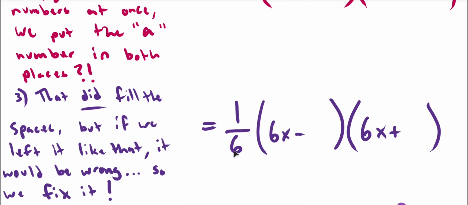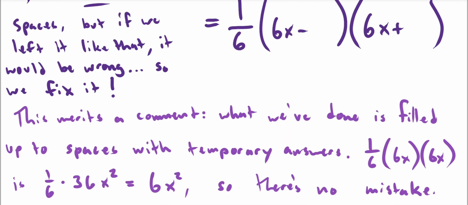So what we're going to do instead is fix it by putting a 1 over 6 out front. And this should all be seeming a little bit zany right now. Why on earth would we do that? This definitely merits some comment. But look what we've done. We now only have 2 empty spaces. And really, nothing is wrong yet.